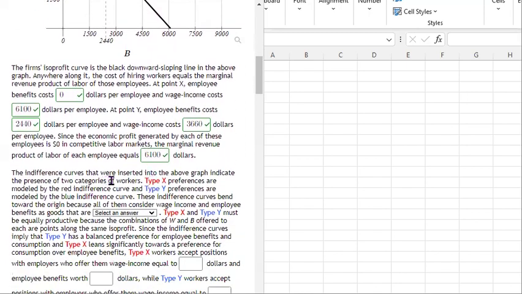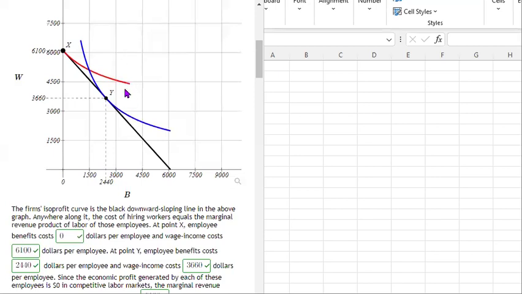Okay, so the indifference curves that were inserted in the above graph indicate the presence of two categories of workers. We have type X workers, as I mentioned, and then we have type Y workers. The preferences are modeled by these indifference curves. Again, there are infinitely many of these blue ones, and infinitely many of these red ones.